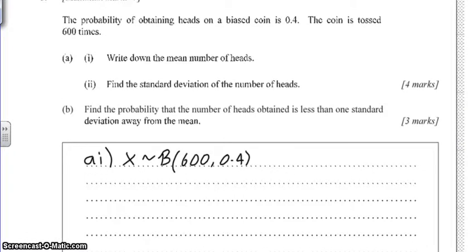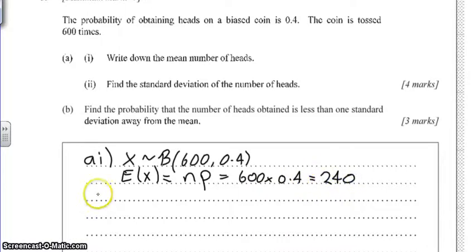And then the mean is the expected value of X, which, if you turn to your formula sheet, which is your best friend in these examinations, should tell you that the mean of a binomial distribution is equal to np, which is 600 times 0.4, which is 240.